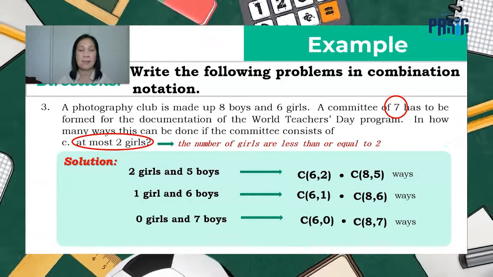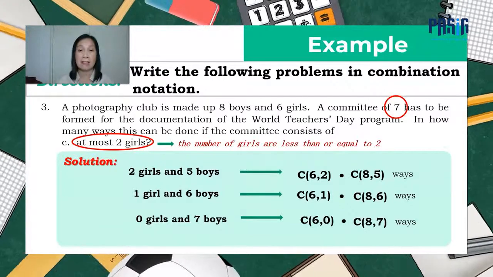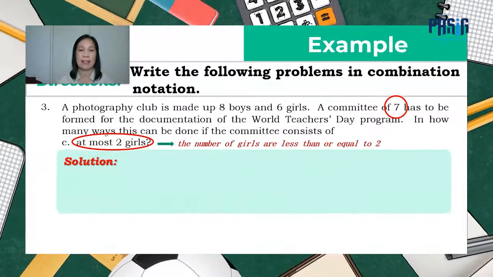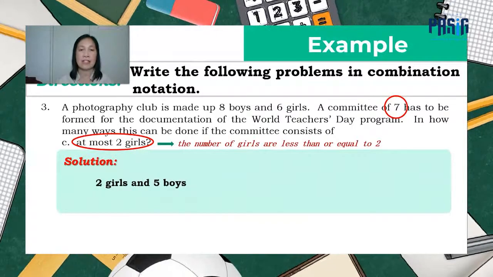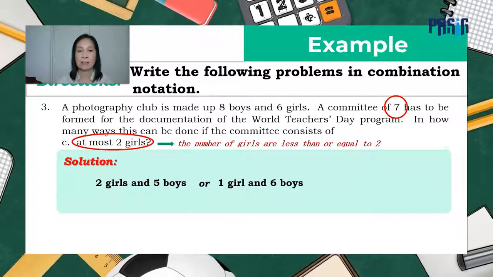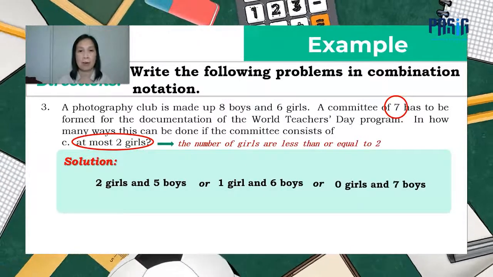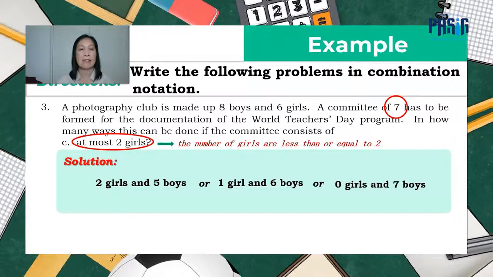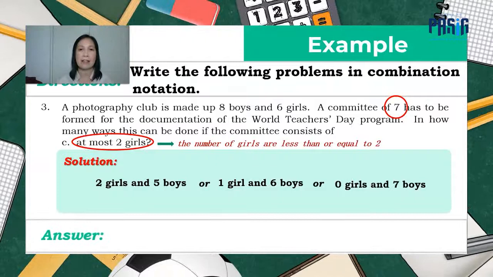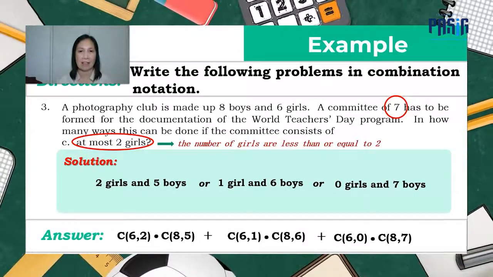As you can see, there are 3 possible ways in which a committee of 7 can be formed with at most 2 girls. Again, we have 2 girls and 5 boys, or it can be 1 girl and 6 boys, or 0 girls and 7 boys. Either of these 3 ways can satisfy the condition. Therefore, the number of ways is the sum of these events.